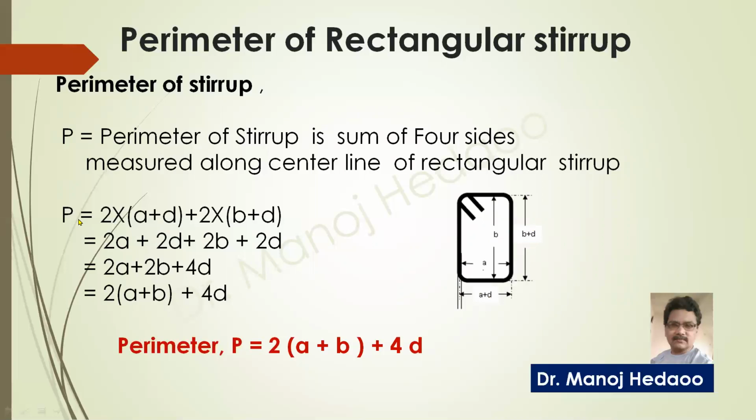So P, that is perimeter, will be 2 times (a plus D) plus 2 times (b plus D). This top side and bottom side, that is 2 times, then this right side and left side, that is 2 times. So finally you will get 2 into (a plus b) plus 4D, that is perimeter P is equal to 2 times (a plus b) plus 4D. Friends, if you remember, for square stirrup it will be 4 into (a plus D).